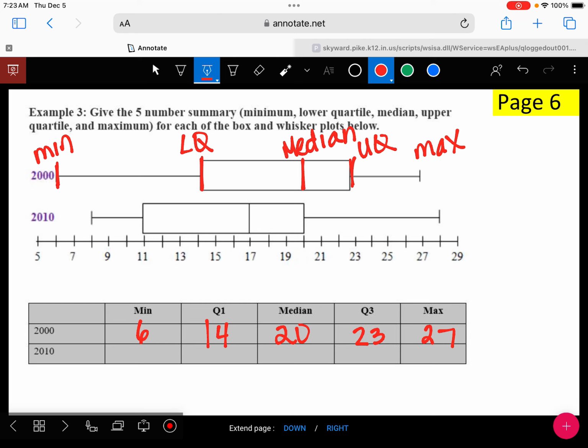Yes. What does Q1, Q3? Okay, thank you for pointing that out. Q1 is another term for lower quartile. Q3 also means upper quartile. So they're synonyms. So Q1 and lower quartile, that's the same thing. Q3 and upper quartile are the same thing. All right, go ahead and fill it in for the year 2010.